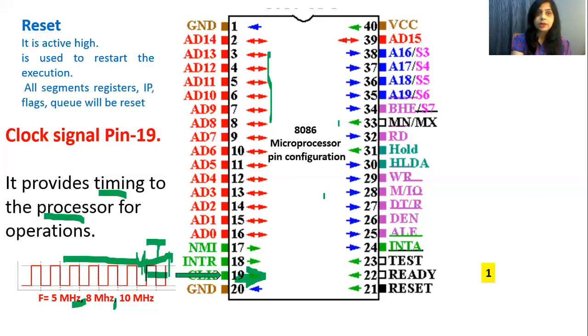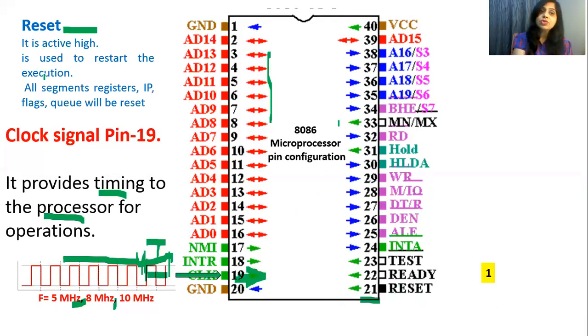Now next pin. Next pin is the reset pin. Where is the reset pin? This is pin number 21. Now you can see the direction of the arrow. It is an incoming signal. Why is it used? First of all, it is active high because there is no bar. That means it is active when it is at logic 1. Logic 1 means when we apply 5 volt to this particular pin.